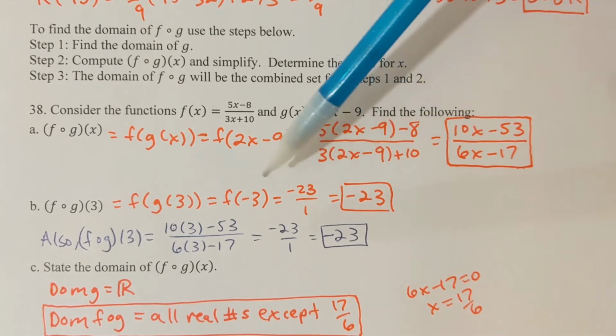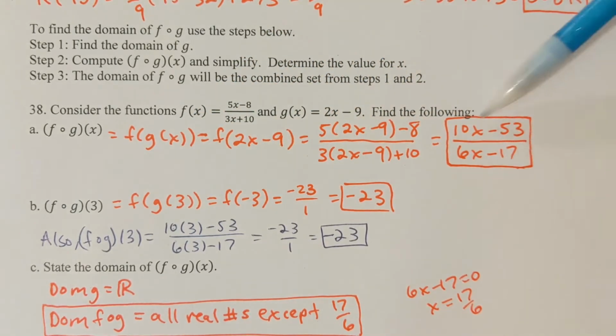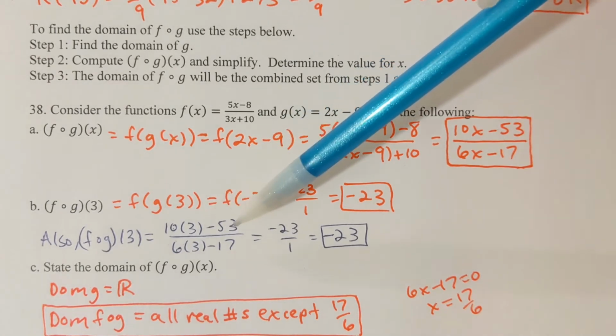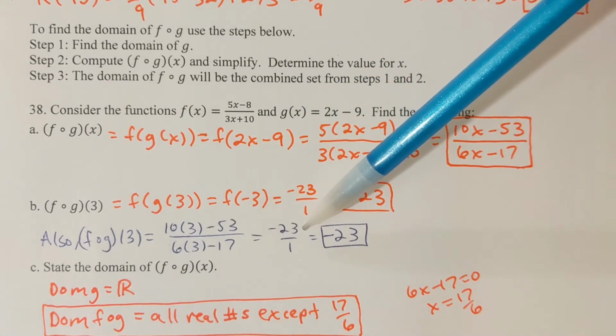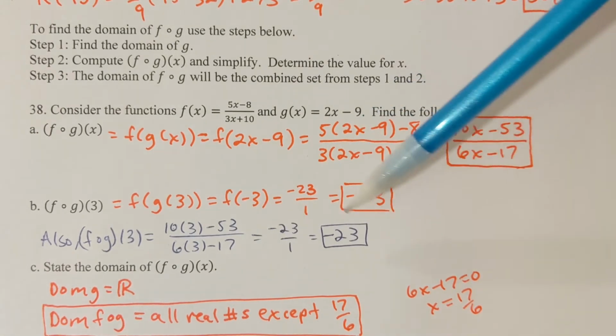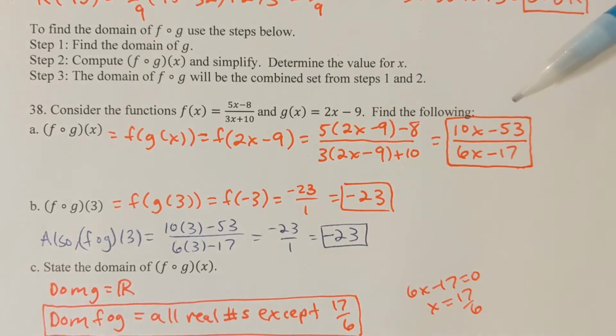Now you could also plug 3 directly into this formula that we've created. That would be fine. 10 times 3 is 30, minus 53 is negative 23. 6 times 3 is 18, minus 17 is 1. You still get negative 23 as the result. And of course, like any other formula that you'd be building, it'd probably make the most sense to just plug the number directly into the formula. Otherwise why are you creating the formula if you're not going to use it?